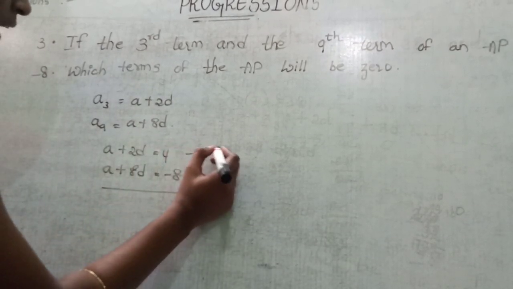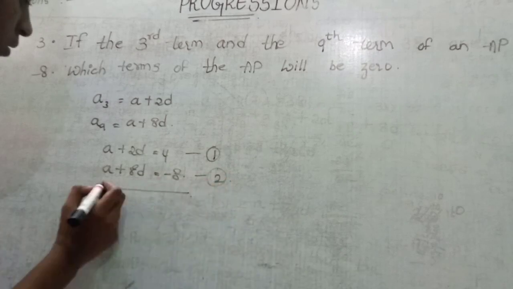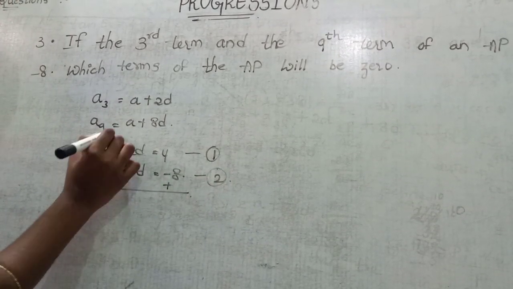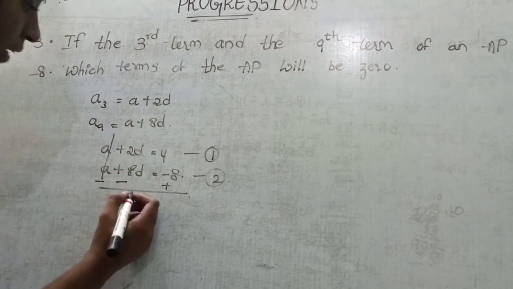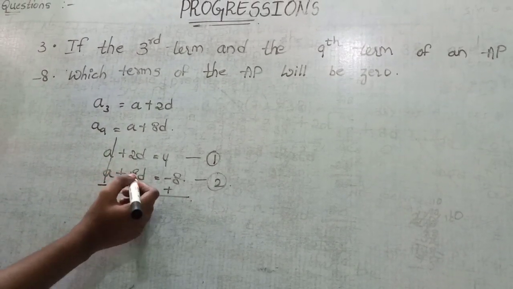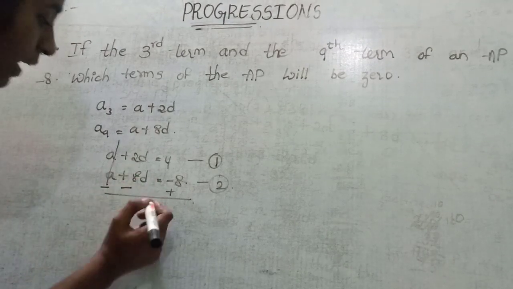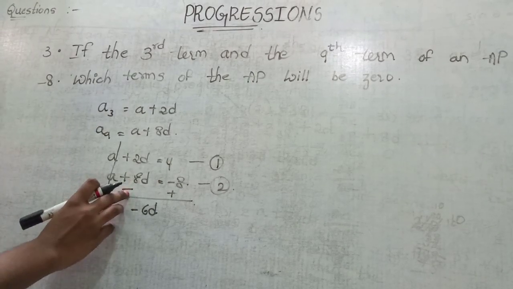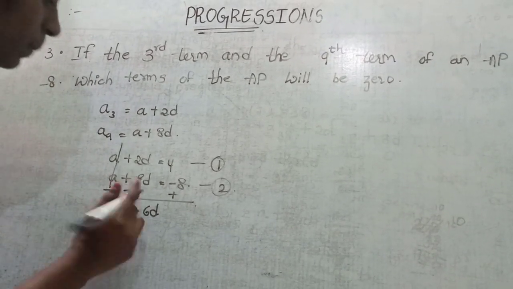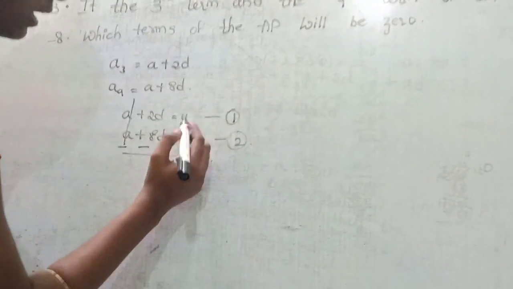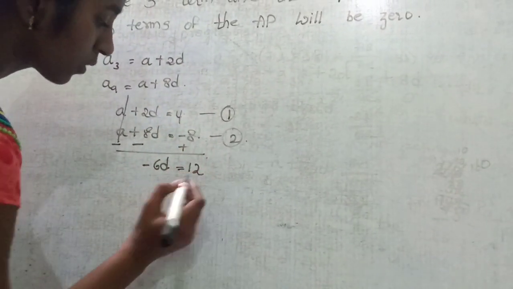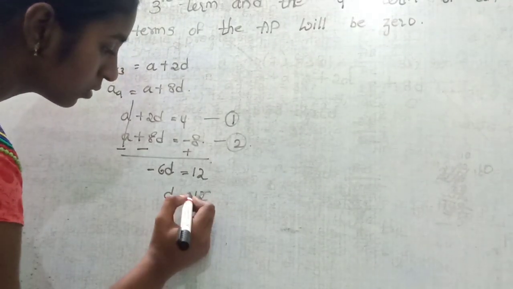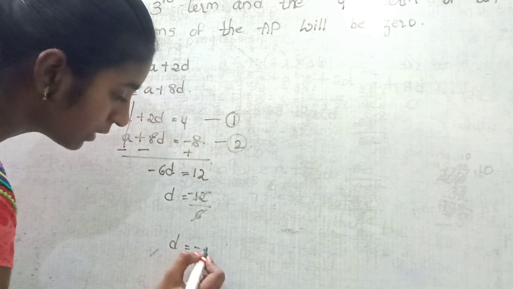Subtract equation 1 and 2. The symbols change. Plus and minus get cancelled. 2D minus 8D is equal to minus 6D. 8 is the highest number, so the symbol of the 8 is minus. So we should keep minus here. 4 plus 8, 12. D is equal to 12 by minus 6. D is equal to minus 2.